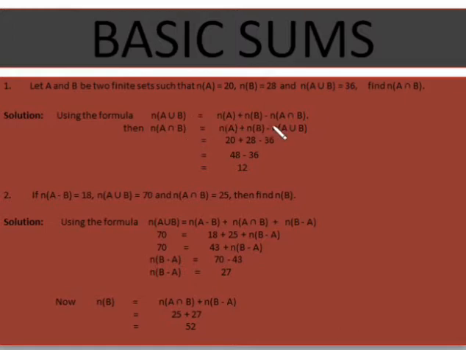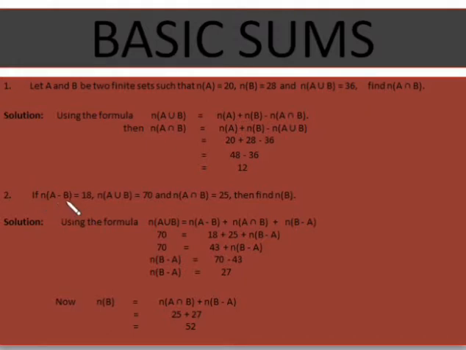We know this formula from the previous list. Here we find the number of elements in A intersection B. We take A intersection B here and A union B here. In this way we get the number of elements in A intersection B. Putting all these values in the formula, it is 12. Now come to the next question.